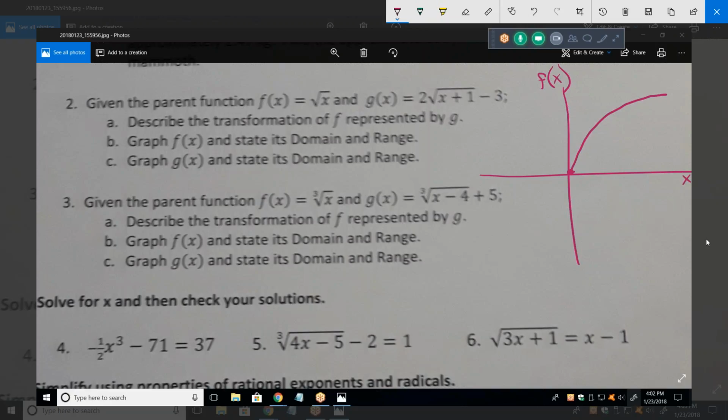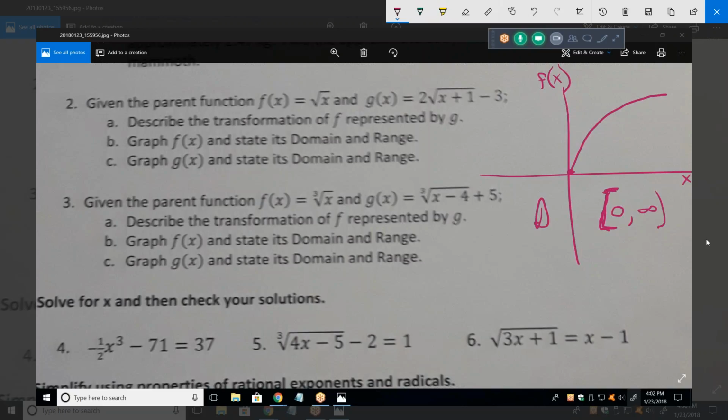You want to train your eyes to look horizontally only. In other words, what are the allowable values for x? 0 to infinity. Correct. Does 0 need a parenthesis or a bracket? A bracket. Because you can take the square root of 0.